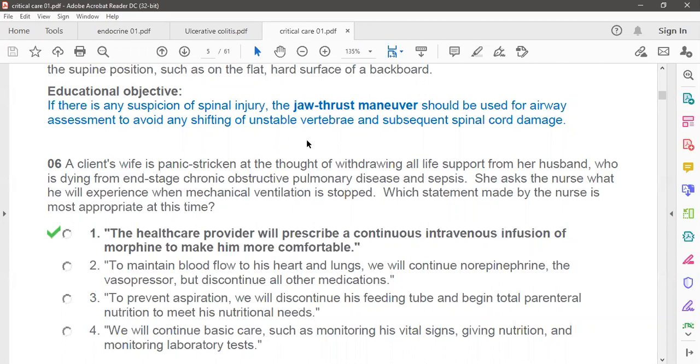So it is a priority to maintain the patient's positioning. The jaw thrust maneuver can be started to try to stabilize the patient and to avoid harming your patient.